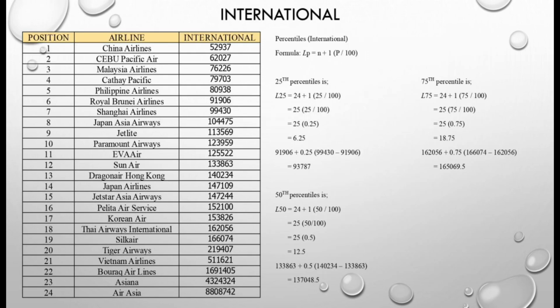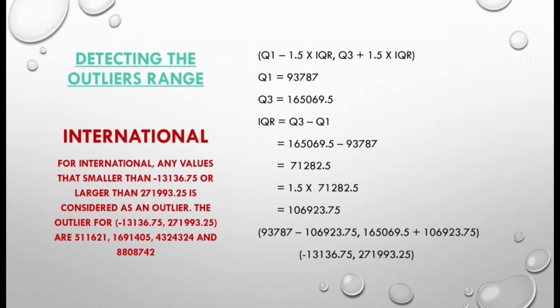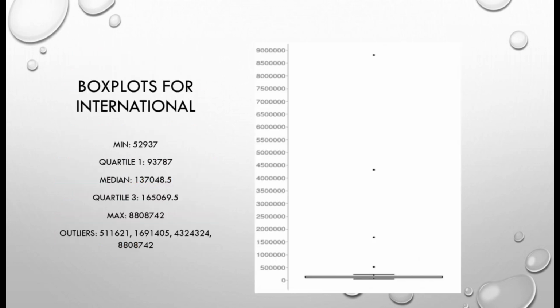For the percentiles of international, the first quartile I got 93,787, median 137,048.5, and the last one is third quartile I got 165,069.5. The outliers range for the international are 511,621, 1,691,405, 4,324,324, and 88,088,742. Last but not least, this is a box plot for international.